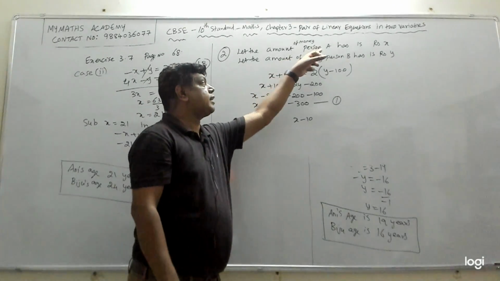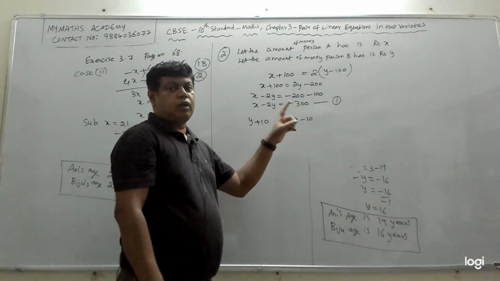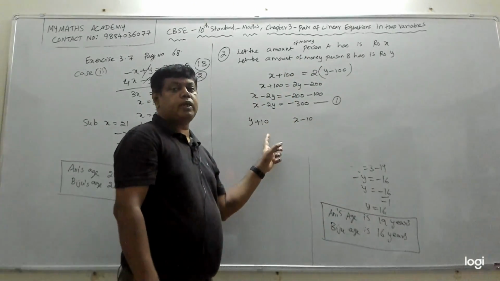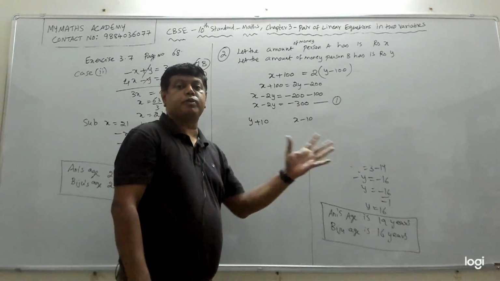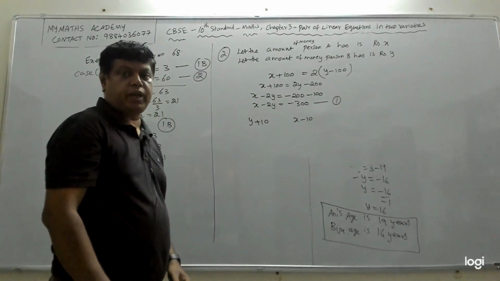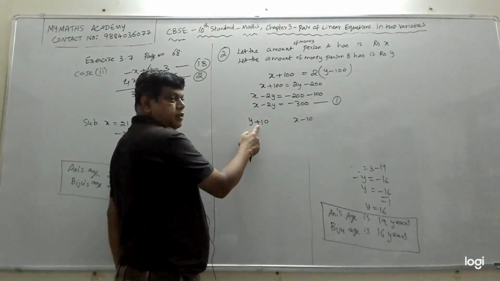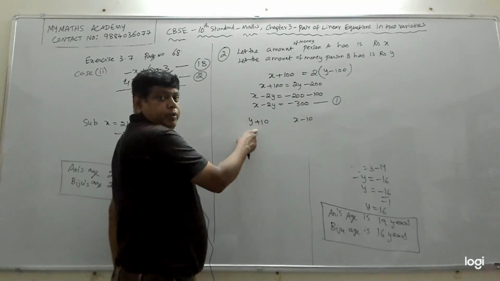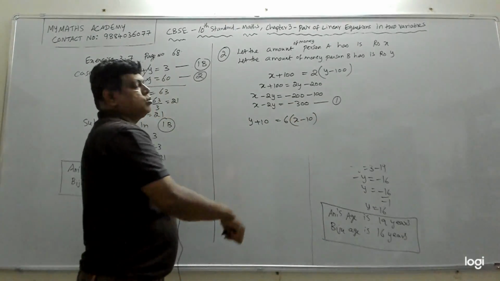So this is the money B will have, and this is the money A will have after A gives 10 rupees to B. Initially A was having X, B was having Y. When A gives 10 rupees to B, B will have Y plus 10, but A's money will reduce by 10, because A has given 10 rupees to B. So it will become X minus 10. Now what does it say? B says, if you give me 10 rupees, I will be 6 times as rich as you.